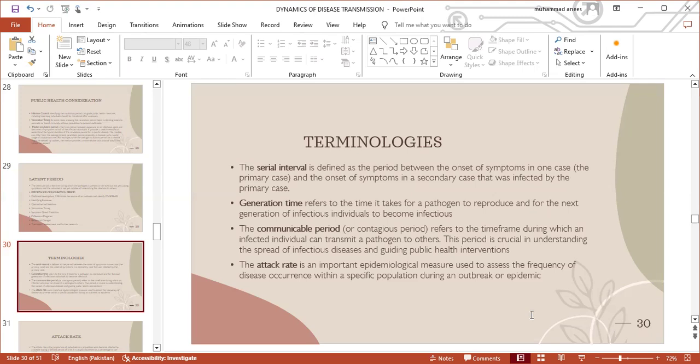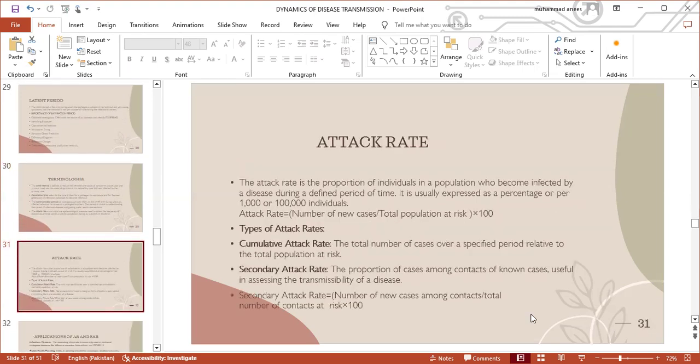The attack rate. It is also an important epidemiological measure. It is used to assess the frequency of disease occurrence within a specific population during an outbreak or epidemic. So how to define this? It is the proportion of individuals in a population who become infected by a disease during a defined period of time. It is usually expressed as a percentage or per 1,000 or 100,000 individuals. So the formula is: attack rate equals number of new cases divided by total population at risk, into 100. Now, there are types of attack rates: cumulative attack rate and secondary attack rate.